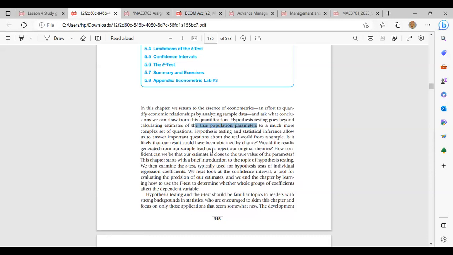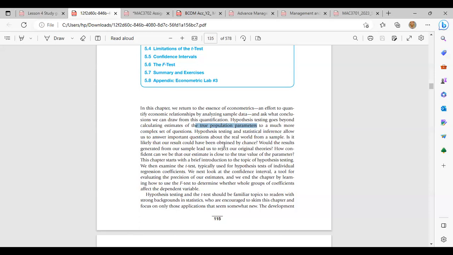Is it likely that our results could have been obtained by chance? Those are some of the questions that we will get answered from hypothesis testing. Sometimes there is a likelihood that certain variables move in a certain direction purely by chance, right? You can't base a theory on chance, on an event that occurs once in a while. You really can't base it on that. So we need to assess, using statistical inference, whether the occurrence of that is by chance or not.